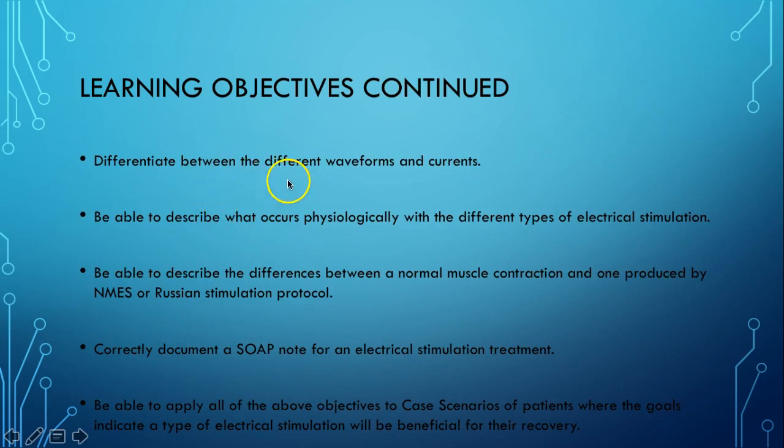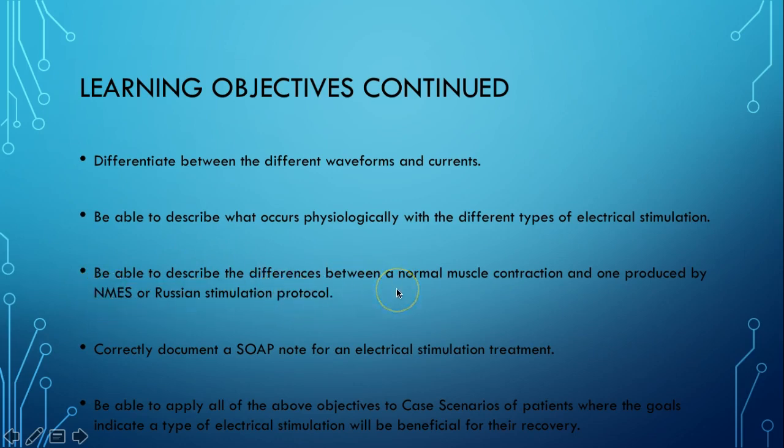You're going to be able to differentiate between the different waveforms and currents. We know that we have direct current, alternating current. We have a monophasic versus a biphasic waveform. We have an interferential waveform, so you'll learn all about all those different types. Be able to describe what occurs physiologically with these different types of electrical stimulation. Be able to describe the differences between a normal muscle contraction and one produced by NMES, which is neuromuscular electrical stimulation, or a Russian stimulation protocol.